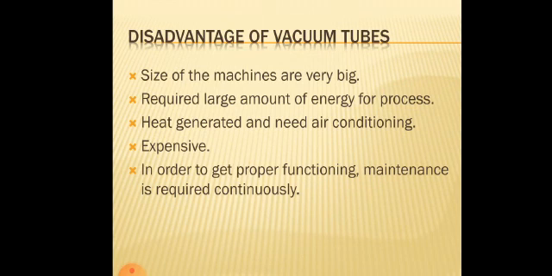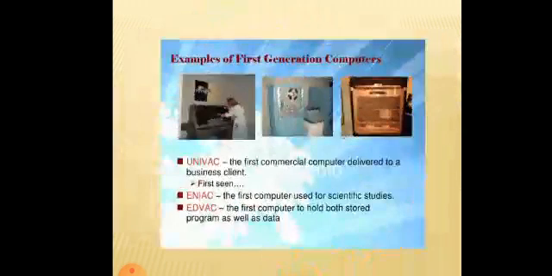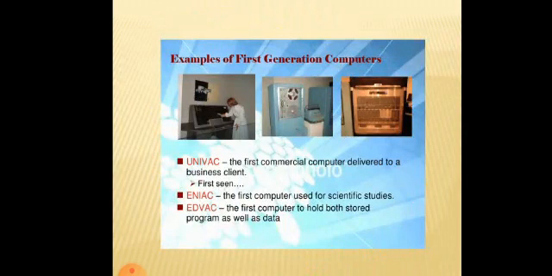What are the problems? The size of the machines is very big. It requires a large amount of energy. It produces heat, so it needs air conditioning. It is expensive and maintenance is also required continuously. So the devices used in those generations are UNIVAC, ENIAC and EDVAC. These are the computers which were used in those days.